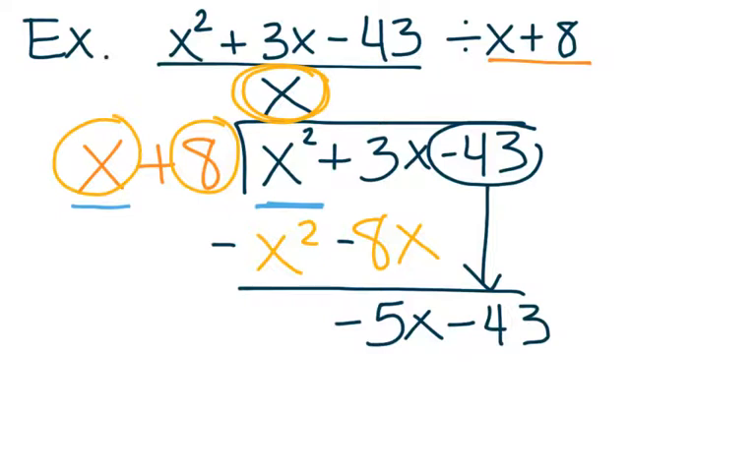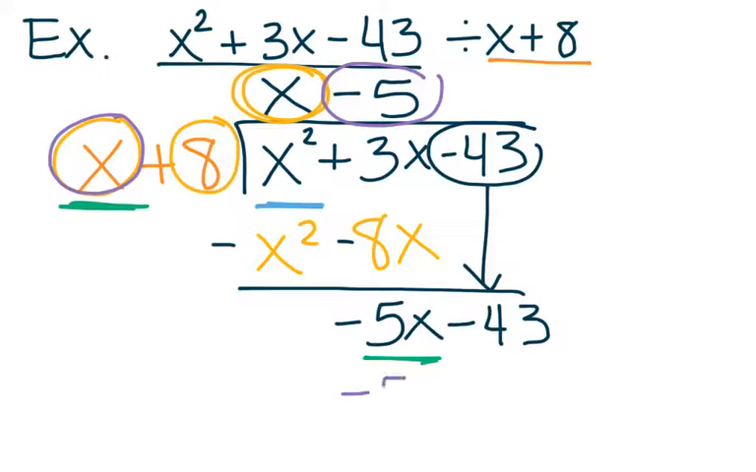Okay. And now you're looking at this x and this negative 5x. What would you multiply x by to get negative 5x? The only thing that would work is negative 5. Then whenever you write something up top, you multiply it by the divisor. So x times a negative 5 is a negative 5x.